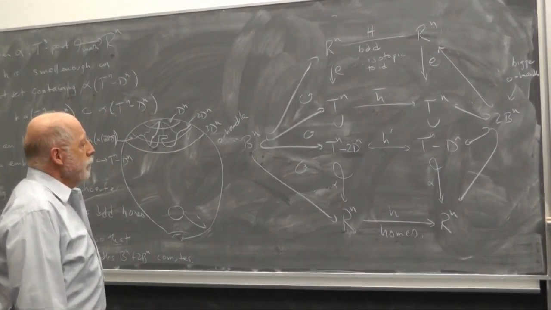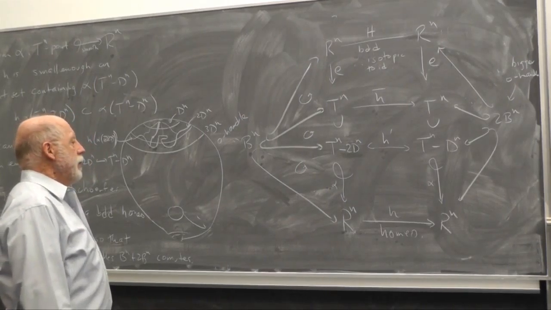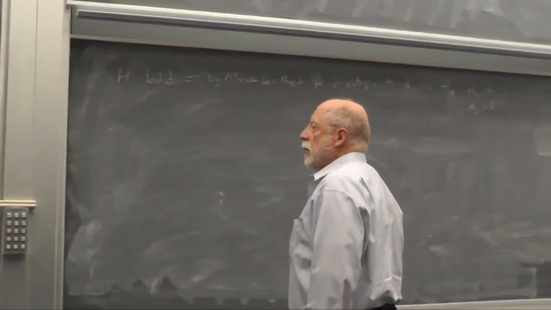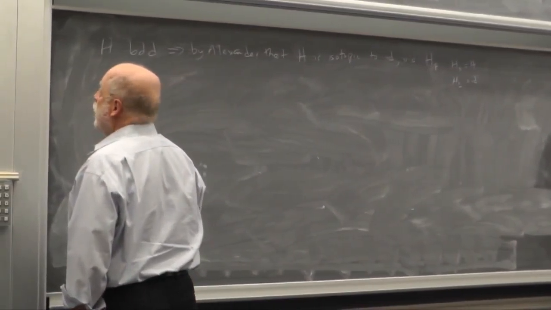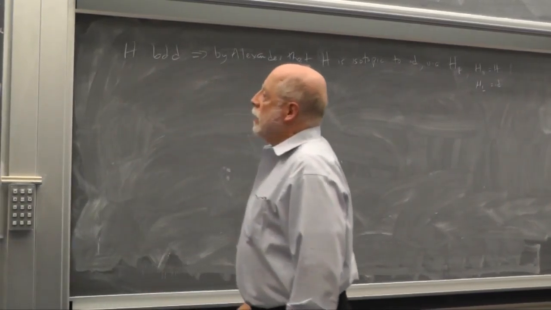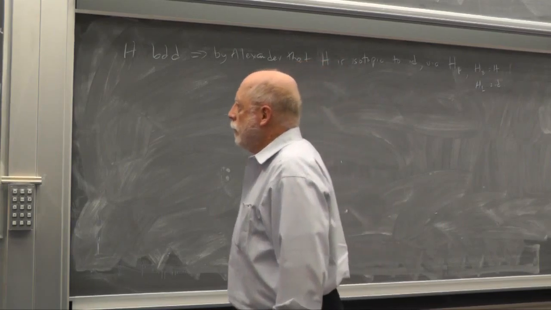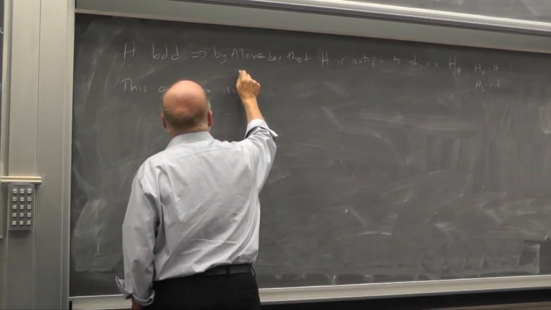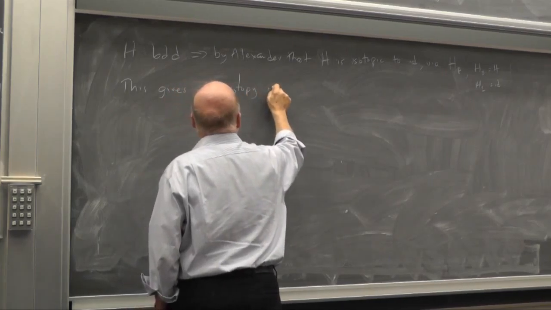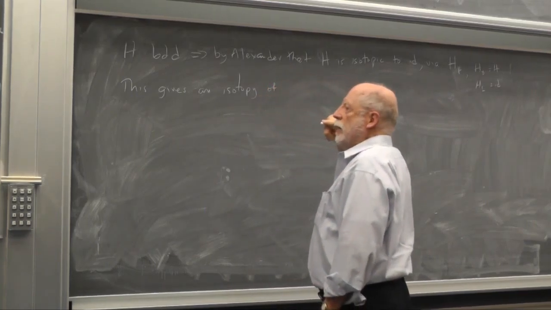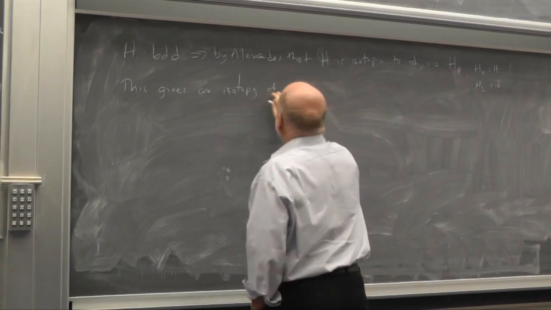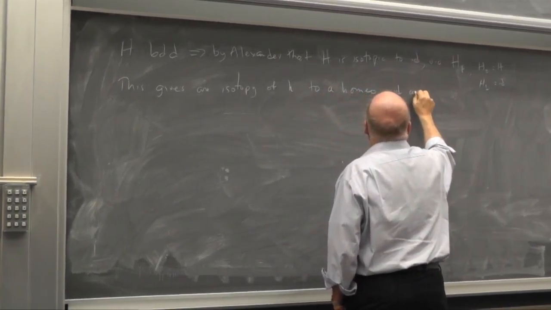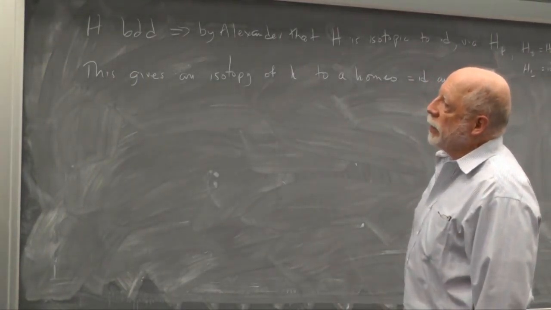So, to make that more precise, H is isotopic to the identity. This is an isotopy of little h. This is an isotopy of little h to a homeomorphism that is the identity on the end ball. Because after all, capital H and little h agreed there.